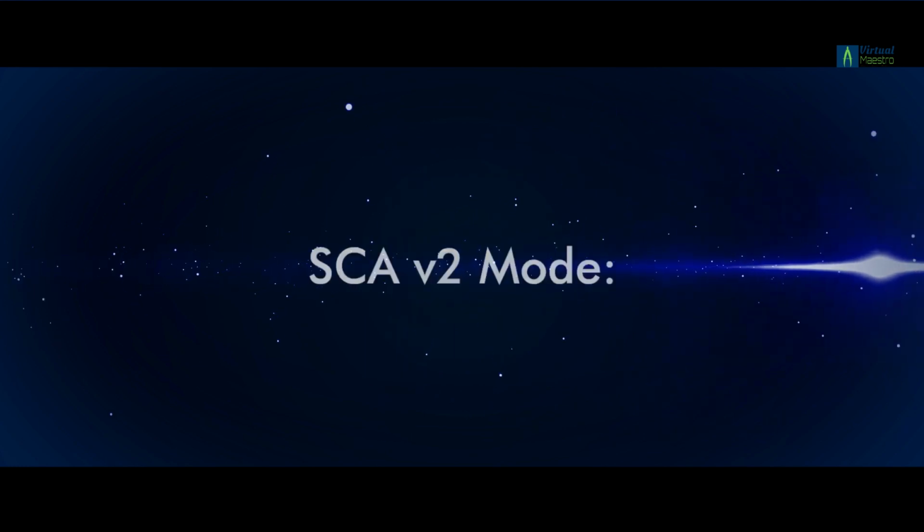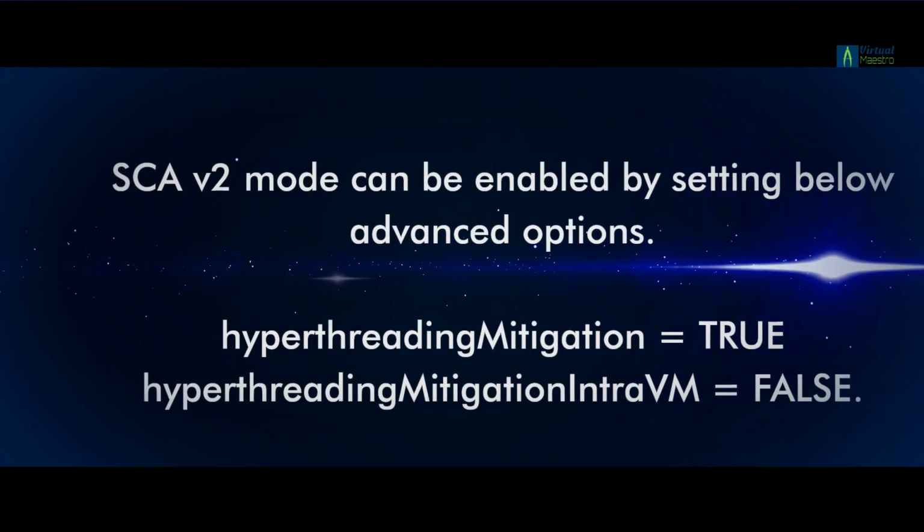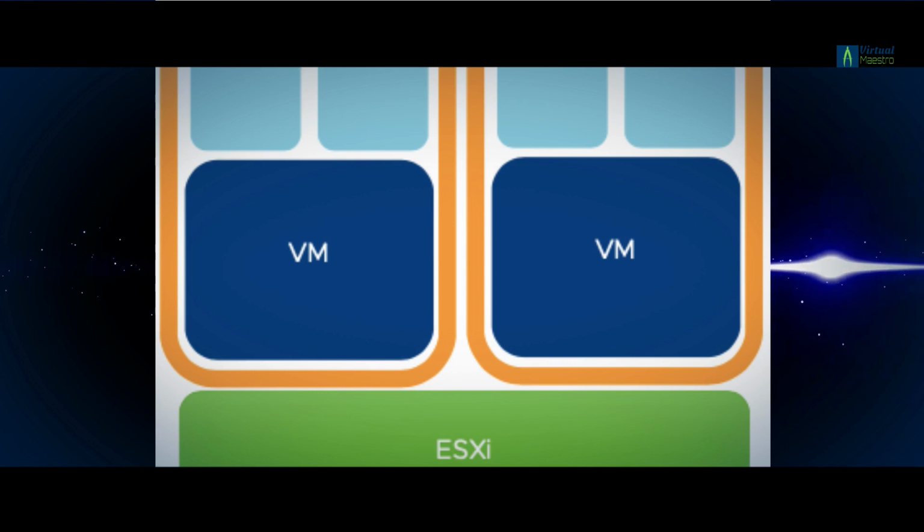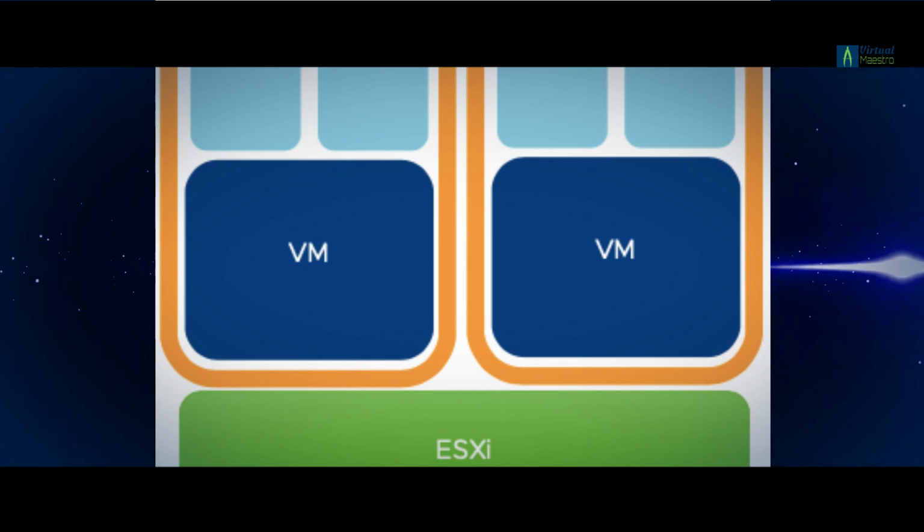SCA v2 mode. SCA v2 mode can be enabled by setting the below advanced options. SCA v2 uses the VM security boundary, in which the VM is treated as the security boundary. The image illustrates the VM as security boundary. This mode provides a balance of performance and security for environments where the VM is considered the information security boundary. Unlike SCA v1 mode, SCA v2 mode uses both the threads of the CPU. Also, unlike default scheduler mode, SCA v2 allows usage of both CPU threads by the worlds of the same VM.